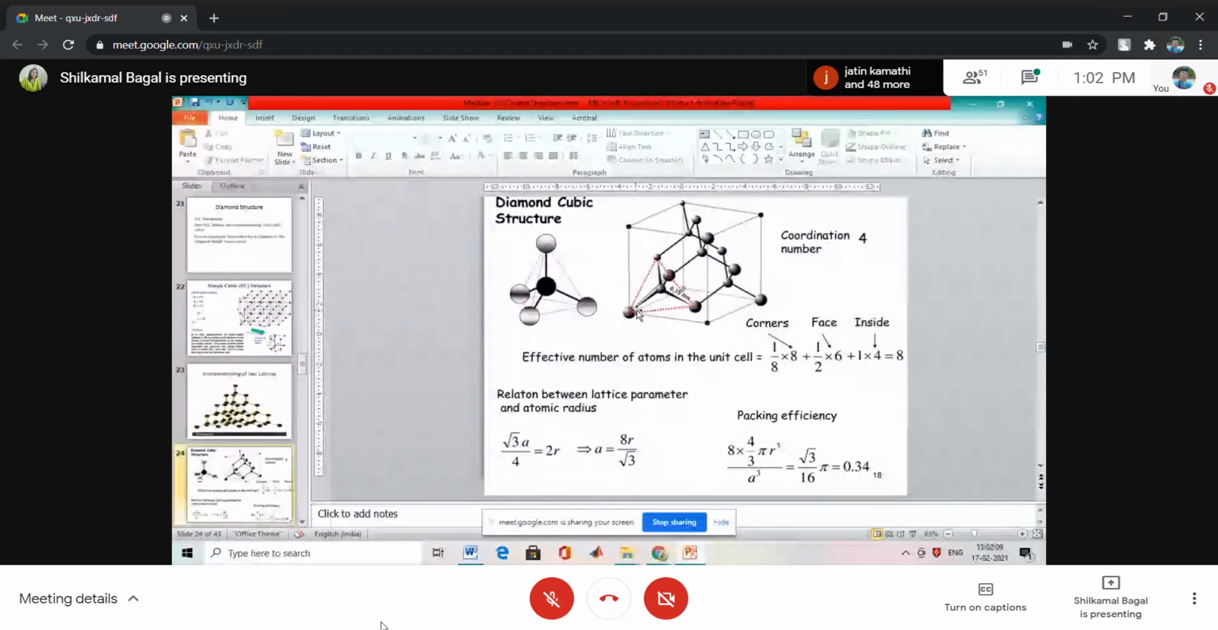And we know that this diagonal atom is at 1/4 distance of the total length of the diagonal of this unit cell. So if A is the lattice constant, that is the edge of the unit cell.